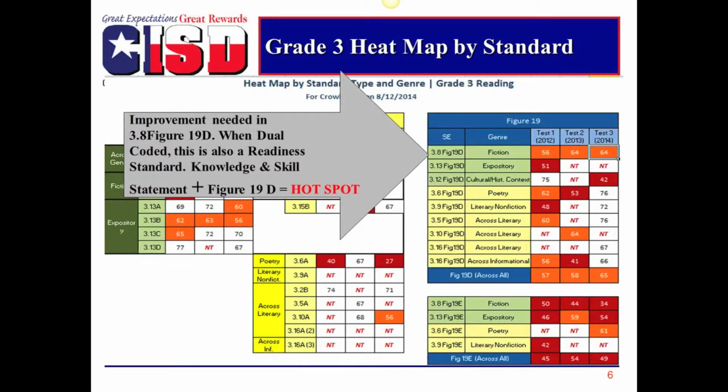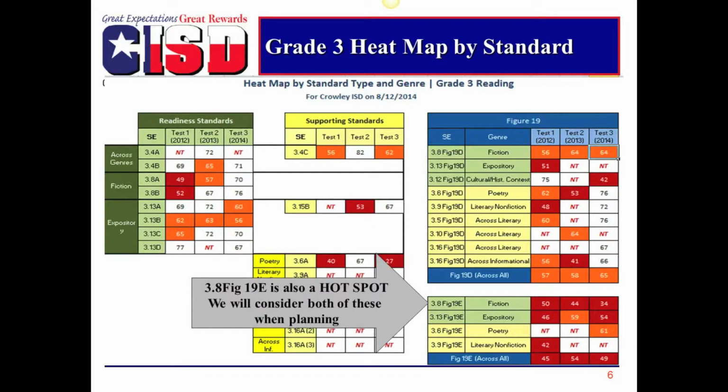Let's take a look at 3.8 Figure 19D. Improvement is needed in 3.8 Figure 19D. Students have not made the needed gains to make those complex inferences. Therefore, the knowledge and skill statement of 3.8 plus Figure 19D is our hotspot. Let's also take a look at 3.8E, which is the standard for summarizing. We see that this is a hotspot as well, and we'll consider both of these when planning.